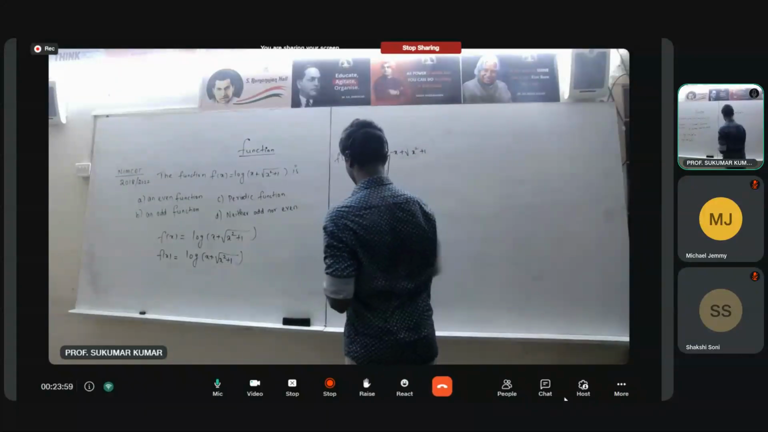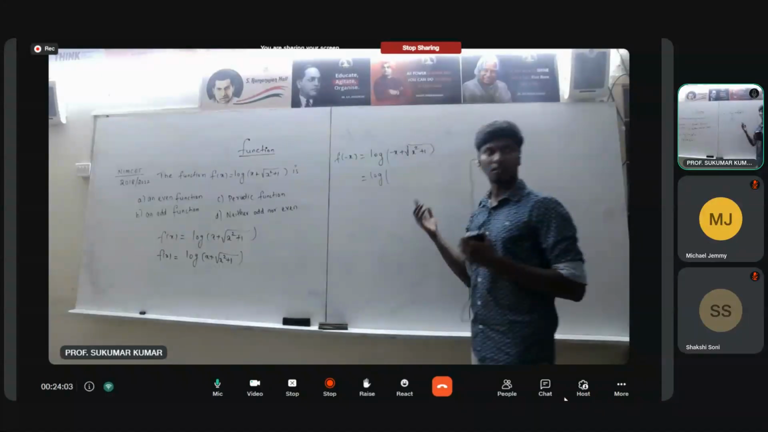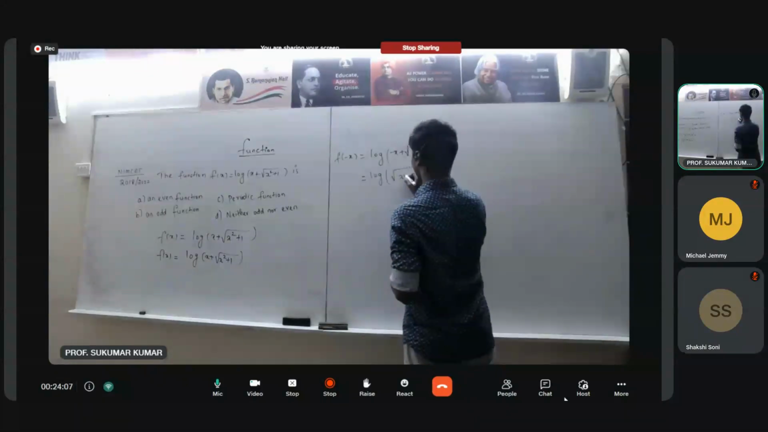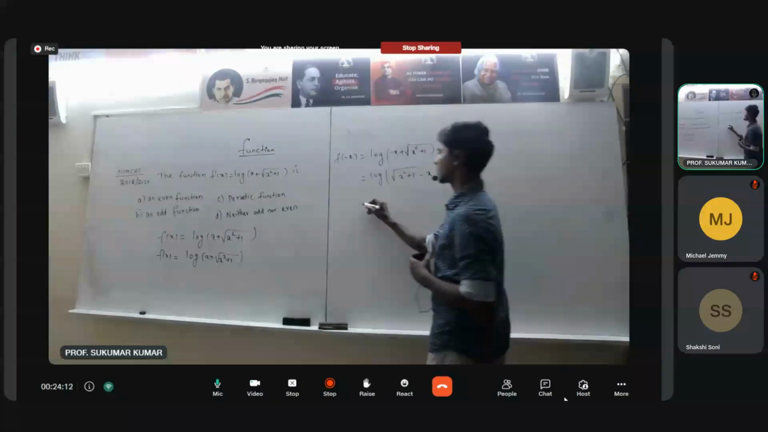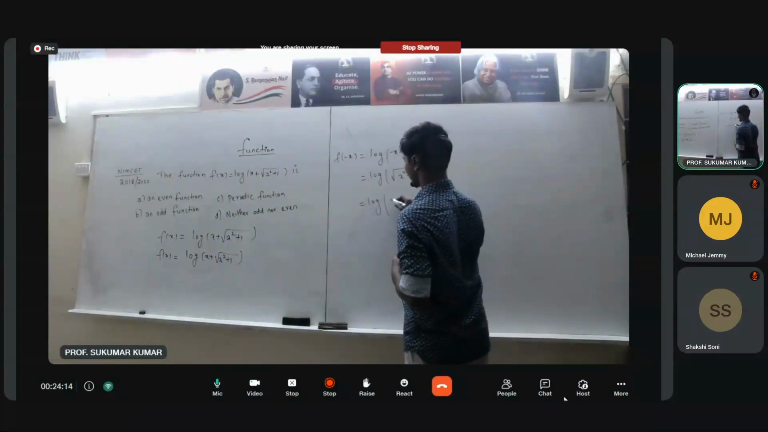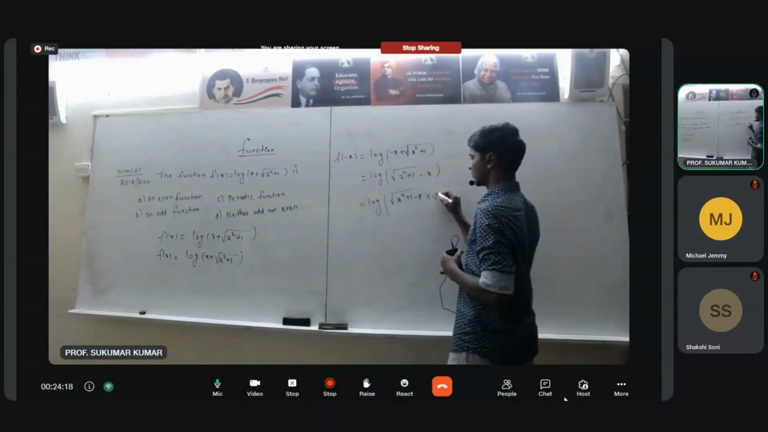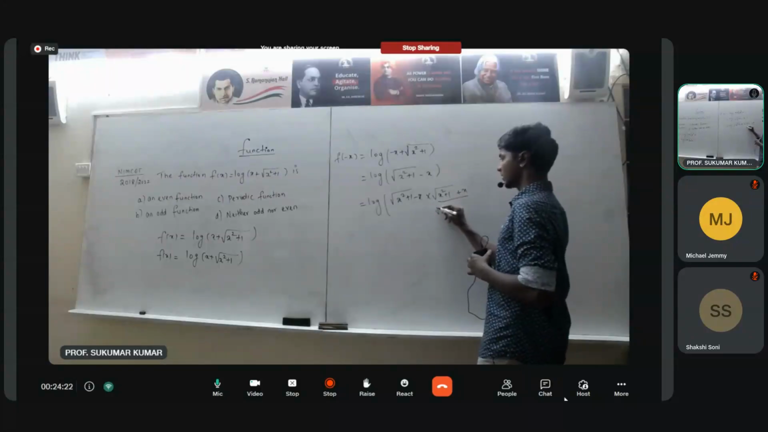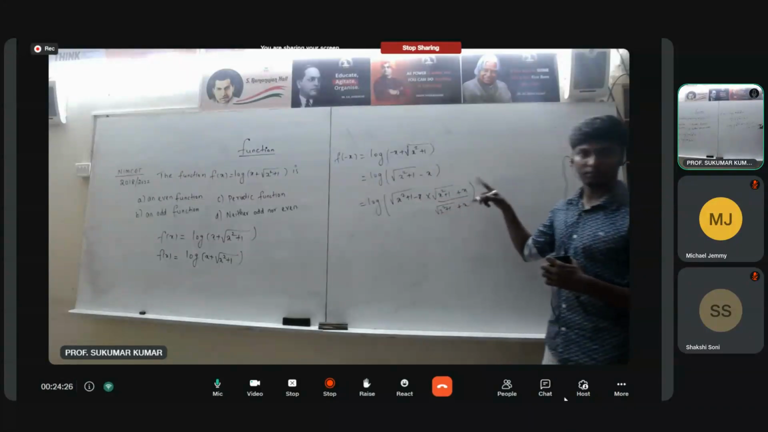Minus x a whole square will be x square, you know. So root x square plus 1 minus x. Got it? Now we are introducing that conjugation: root x square plus 1 minus x into root x square plus 1 plus x, divided by root x square plus 1 plus x. The conjugation.